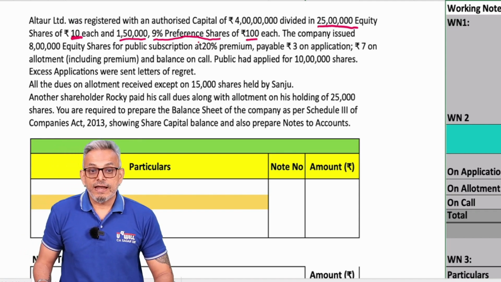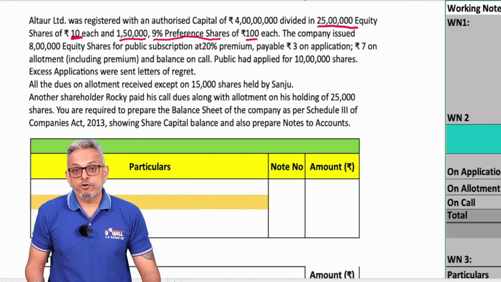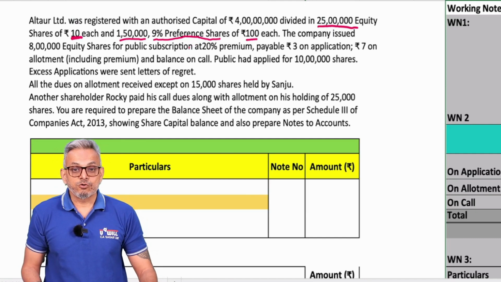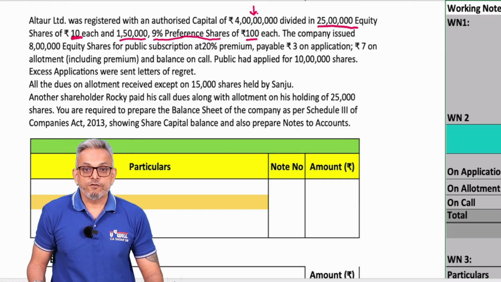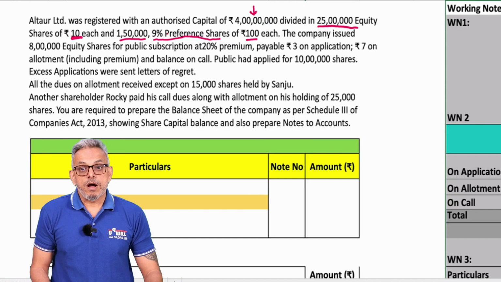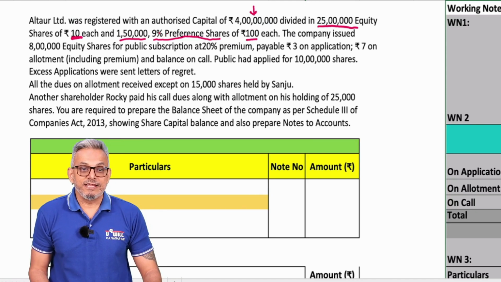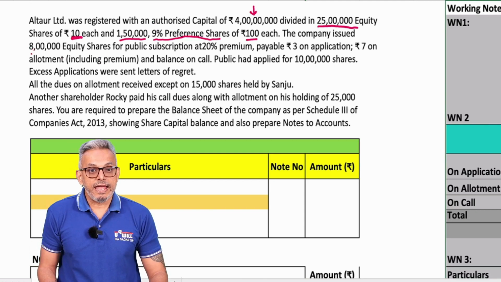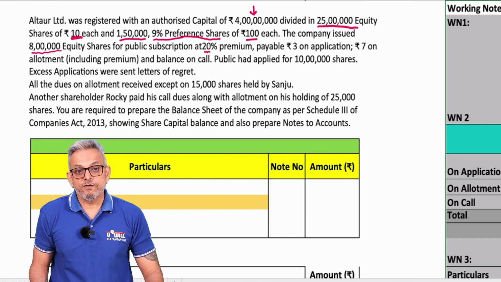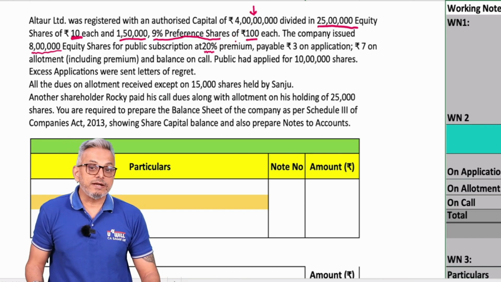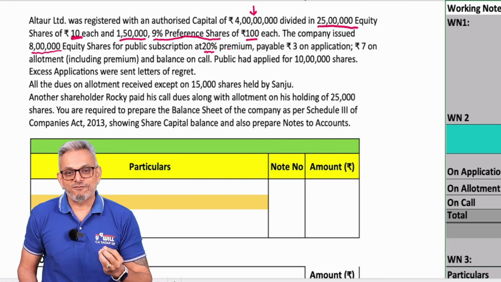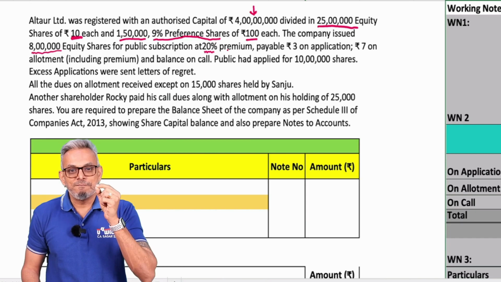So 1,50,000 into 100, so 1 crore 50 lakh, and 25 lakh equity shares into rupees 10, so 2 crore 50 lakh. So total authorized capital is of rupees 4 crore. Now the company issued, out of 25 lakh equity shares, 8 lakh equity shares for public subscription at 20% premium. So 10 is the face value, 20% premium is rupees 2 per share. So total amount we have to collect from public is rupees 12 per share.